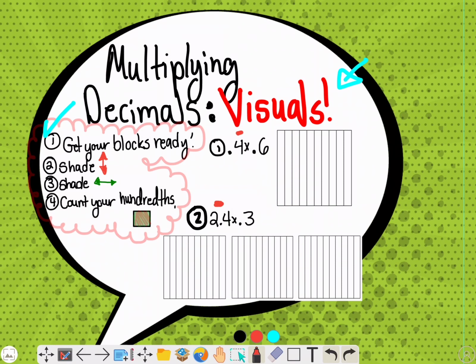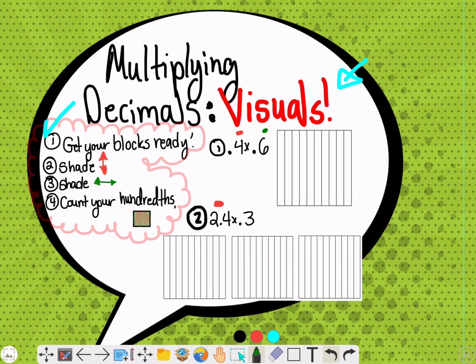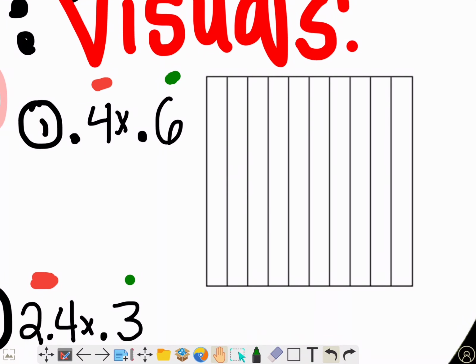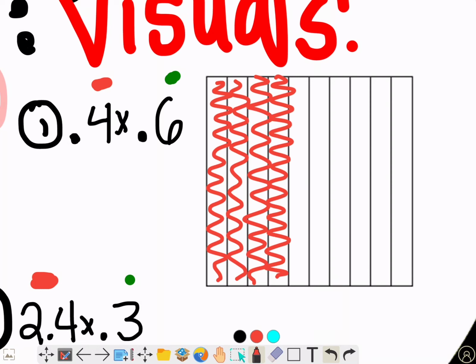And then you're going to shade your second number. I'll do it in green, horizontally. So we're going to show at the end how it's going to look. I'm going to take this first number. So I need to shade in 4/10 vertically. I'm going to do the best I can as quick as I can. So 1. Okay, if we get a little overlap, 2, 3, 4.